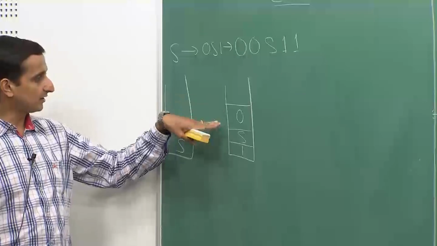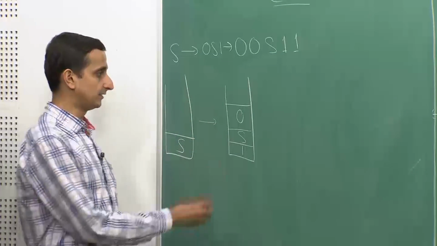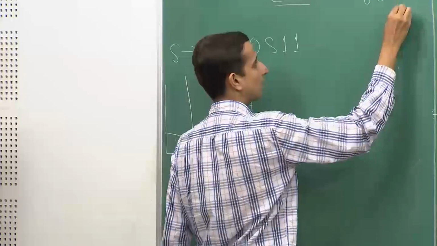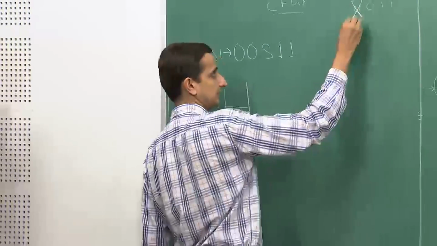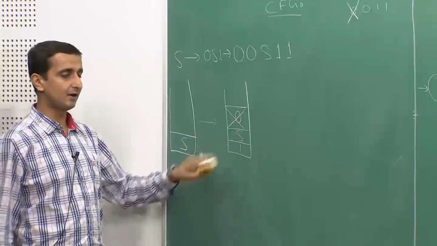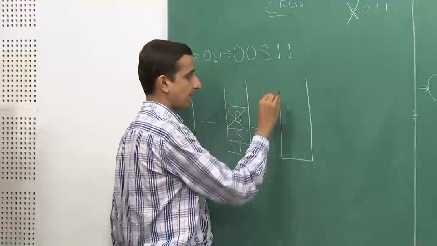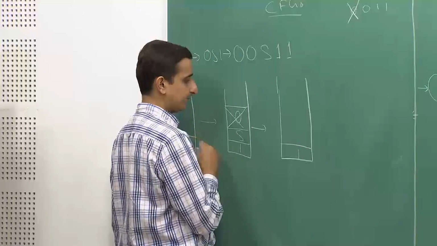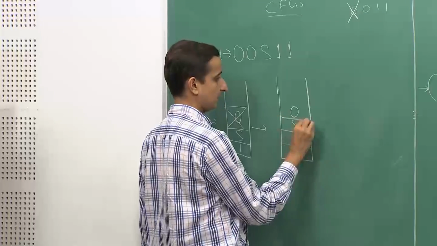Now, I try to find what is the topmost variable on the stack, and to do this I will match off strings basically. So, let us say my input is something like 0 0 1 1. So, I match off this 0 with this 0. Now, I have a variable on the top of my stack. So, I replace S with its production rule 0 S 1. So, I have 1 here and I replace S with 0 S 1. So, I get 0 S 1.